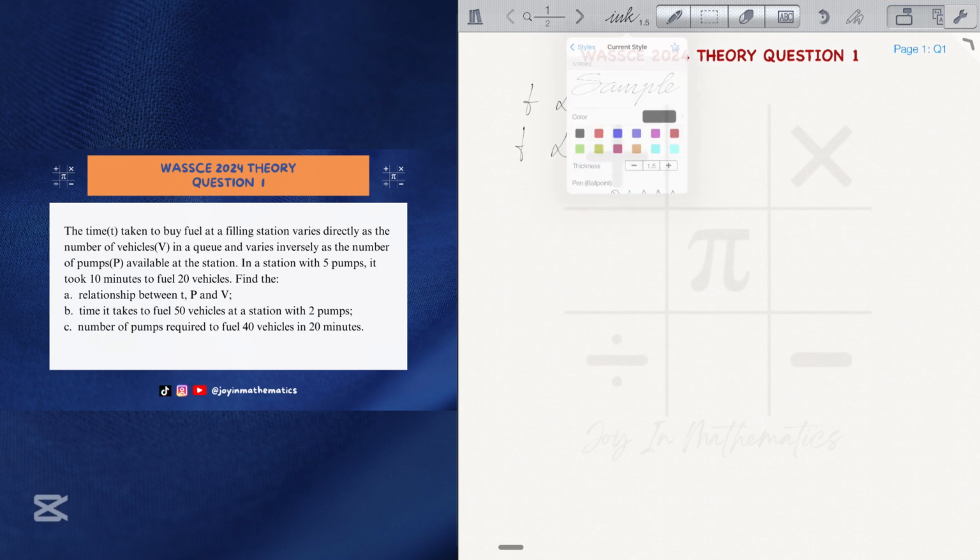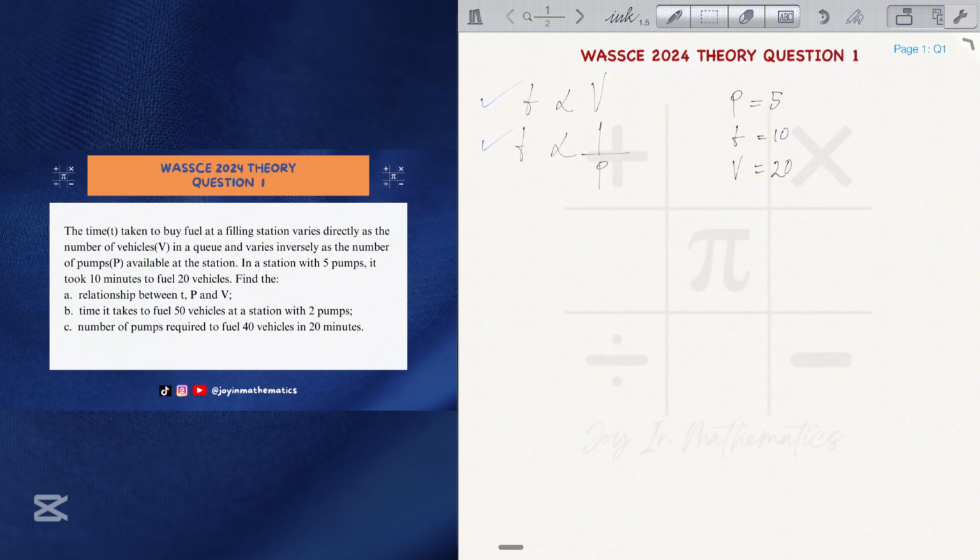So let's read the question again to establish understanding. The time T taken to buy fuel at a filling station varies directly as the number of vehicles, which we have established, and varies inversely as the number of pumps P available at the station. Now, if we move forward, it says in a station with 5 pumps, so we are saying P is equal to 5. It took 10 minutes to fuel 20 vehicles. So T is equal to 10 minutes, and the number of vehicles V is equal to 20. So now, how do we solve the expression and find the relationship between T, P, and V? So that's our first question, A.